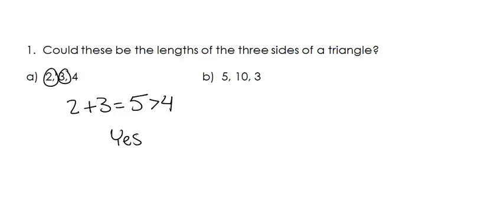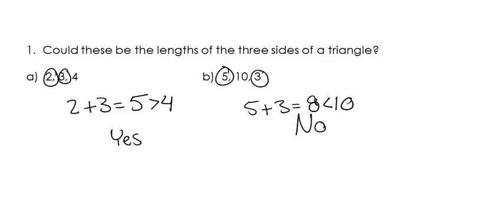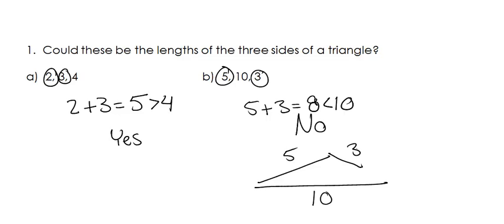If you look at example B, the two smallest sides are 5 and 3. 5 plus 3 is 8, which is actually less than 10. So this one could not be a triangle. If you had sides that were 5, 3, and 10, 10 would be the longest side, and 5 and 3 would be small, and there would be no way to stretch 5 and 3 to meet the length of 10, because added together they're smaller than 10.